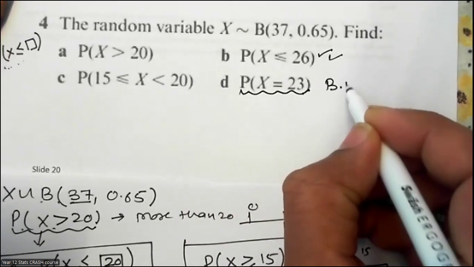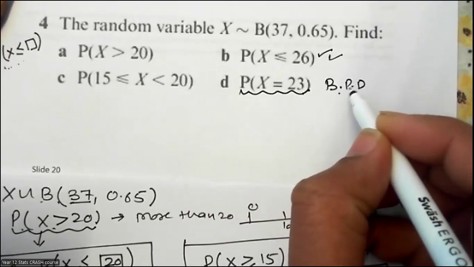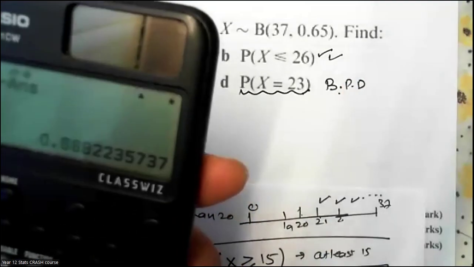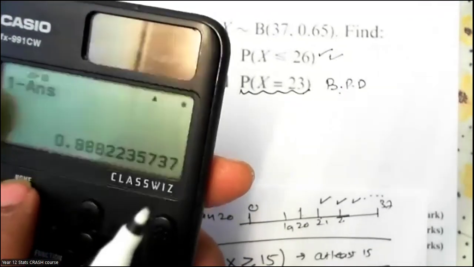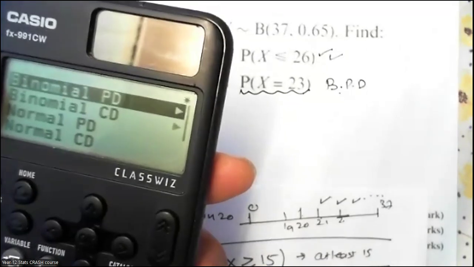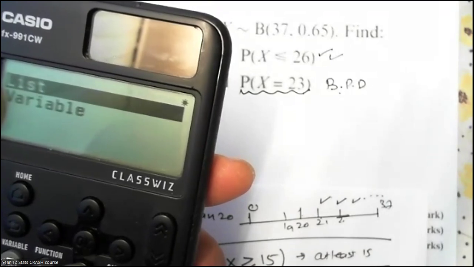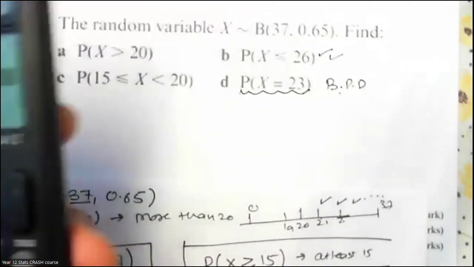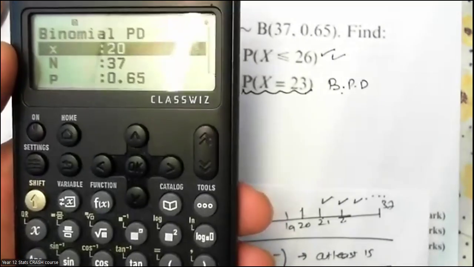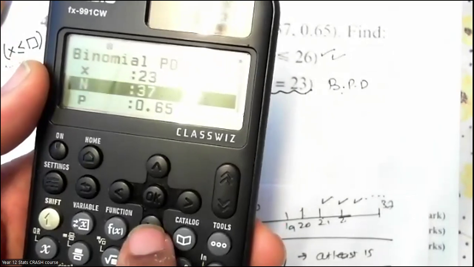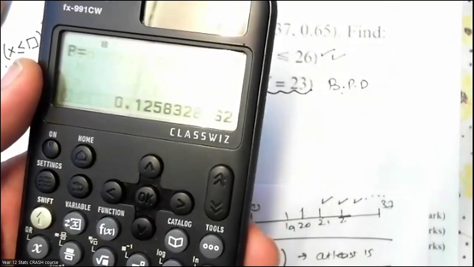We do binomial PD. I call it point distribution, which is at a particular point, no inequality. So I go back to home, people. Okay, I go back to distribution. I press binomial PD this time. I press variable again. Okay, and press X is equal to 23, right? And the other two things are same. So I go back and execute, and that gives me 0.1258.